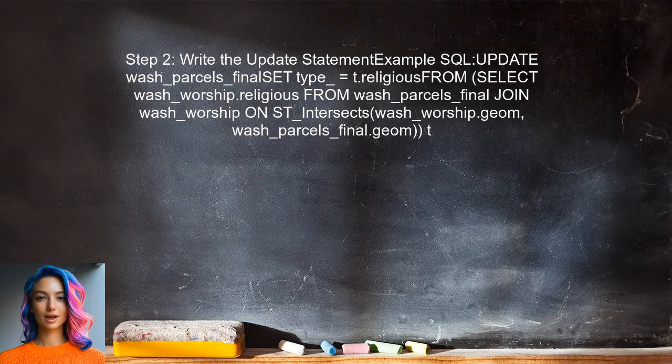Next, the user should write the update statement. This statement will set the type column in the wash parcels final table to the religious value from the wash worship table, but only for the intersecting geometries.